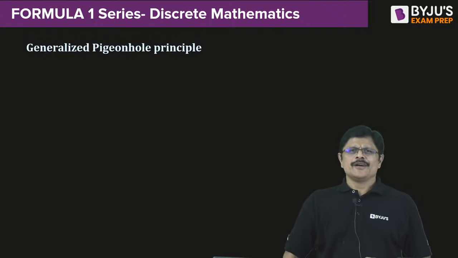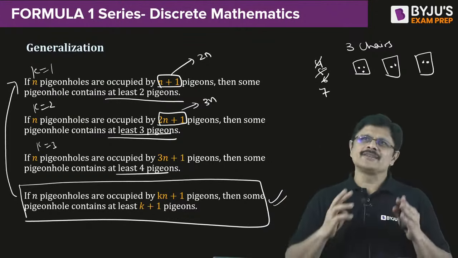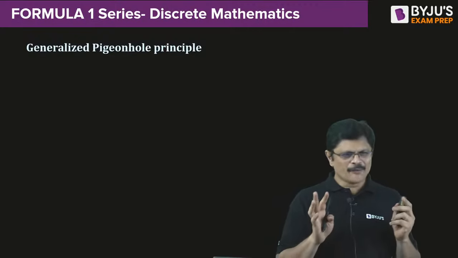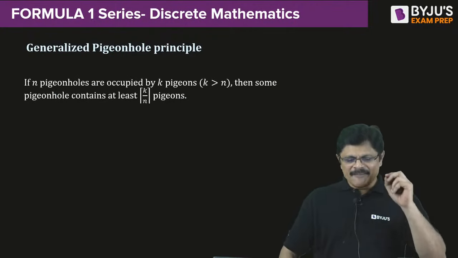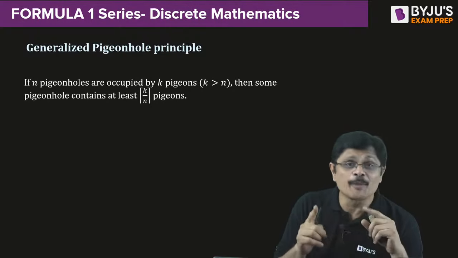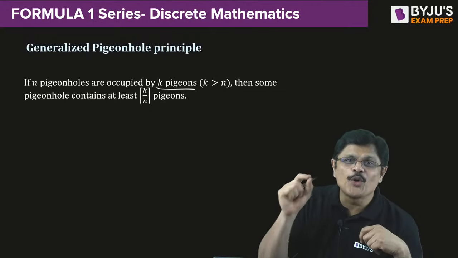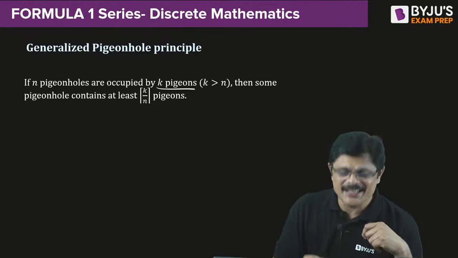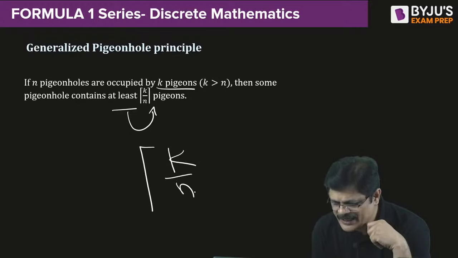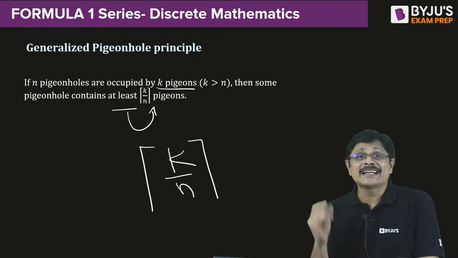But every time you don't have to calculate like n plus 1 to 2n, 2n plus 1 to 3n, 3n plus 1 to 4n. You don't have to do this, sir. We have a beautiful result for this. What is that? If n pigeonholes are occupied by k pigeons, then some pigeonhole contains at least how many pigeons, sir? Ceiling of k by n pigeons. You can directly say this, my dear friends.